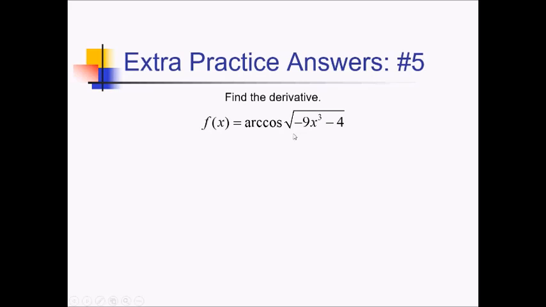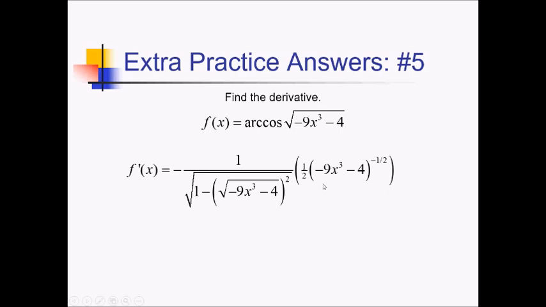For this problem, we're trying to take the derivative of this expression. Using our chain rule, we start by taking the derivative of arccosine of something. So this is going to be negative 1 over the square root of 1 minus something, this square root here, squared. Next, we have to take the derivative of the square root of negative 9x to the 3rd minus 4. So that's going to be 1/2 times negative 9x to the 3rd minus 4 to the negative 1/2. And then finally, we have to take the derivative of negative 9x cubed minus 4 itself. So that's going to be, using our power rule, negative 27x squared.